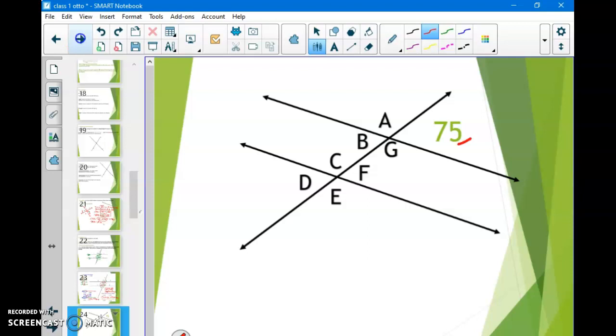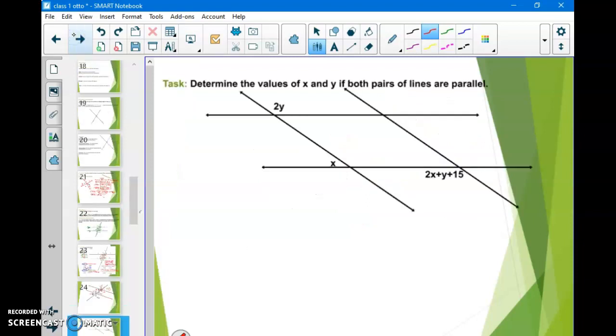So if this one is 75 degrees, vertical angles gives me 75 there. Supplementary, because it's a straight line, makes that 105. Vertical angles gives me that. Corresponding angles gives me the 105, 75, 105, 75. Make sure you're able to do that quite quickly, because that's a very common question.